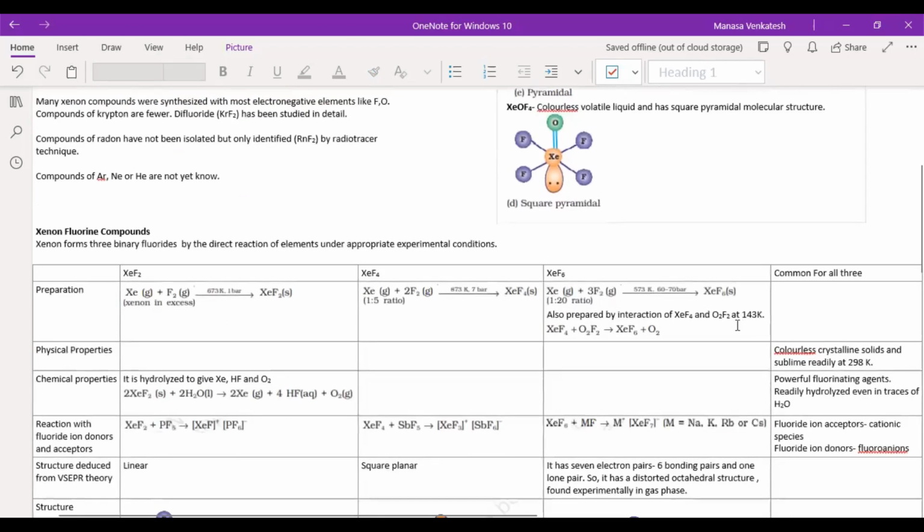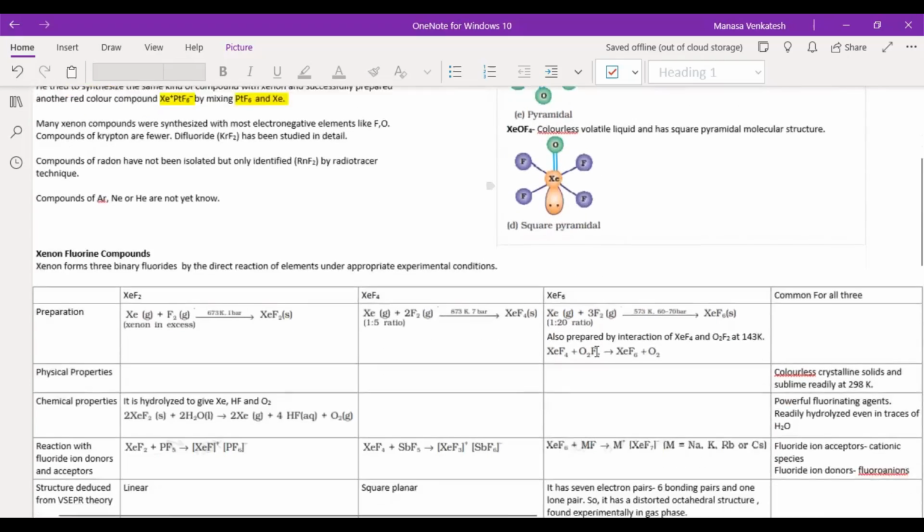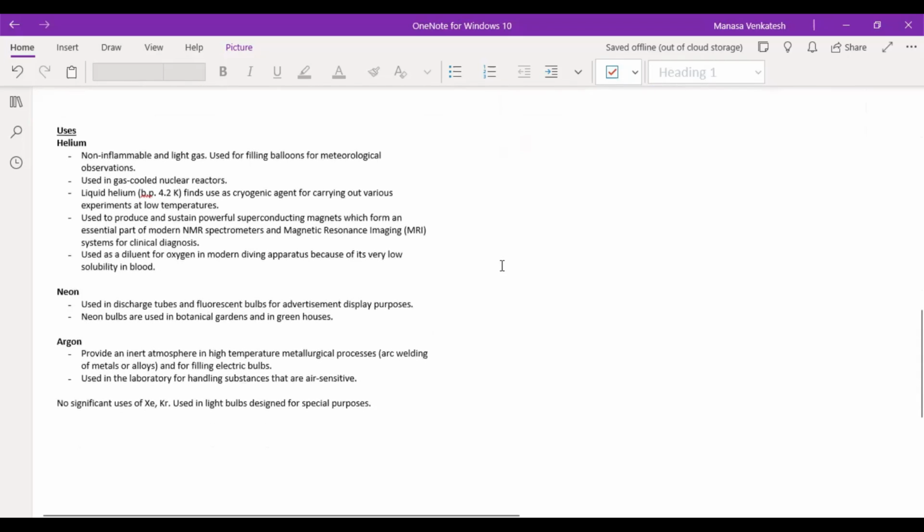XeO3 is a solid, and all the xenon fluorides are solids, whereas XeOF4 is a volatile liquid. The shape is pyramidal in XeO3, and in the case of XeOF4, it is a square pyramidal structure. Now let's jump to the uses. The uses of helium, neon, and argon are given in the notes, so just go through it. With that, we're done with the chemical properties. At this point, I think we're done with group 17 altogether.